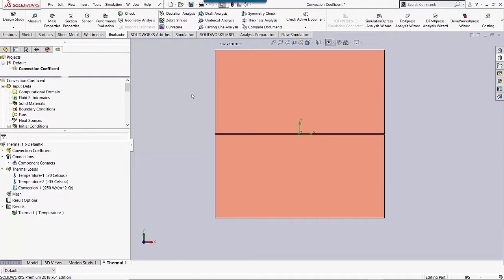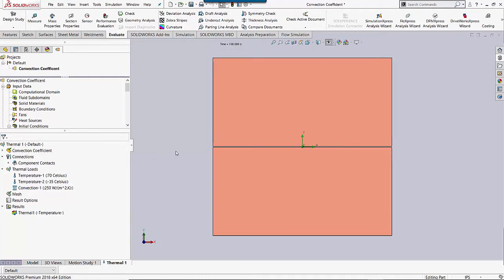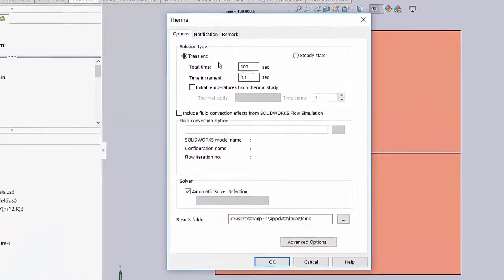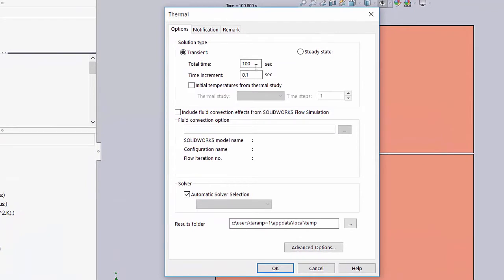So I have a very simple setup here. I just have two blocks that are separated by 1/10 of an inch. Now, I'm going to go through my thermal setup. I've got a transient analysis with 100 seconds turned on for the total time and a time increment of 0.1 seconds.